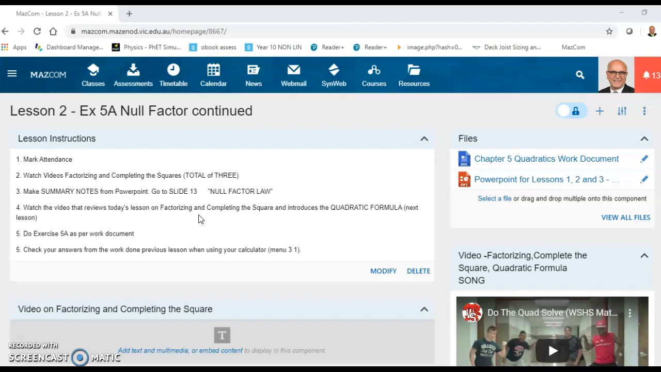Let's continue on with exercise 5A using the null factor law. So we're now stepping it up and looking at some other formats that quadratics can appear in. A lot of the skills that we're going to use today I learned from the previous topic in term 1 on algebra. So the testing that we'll be doing in week 10 will be combining the two topics so nicely. So we can sort of see how you're progressing.